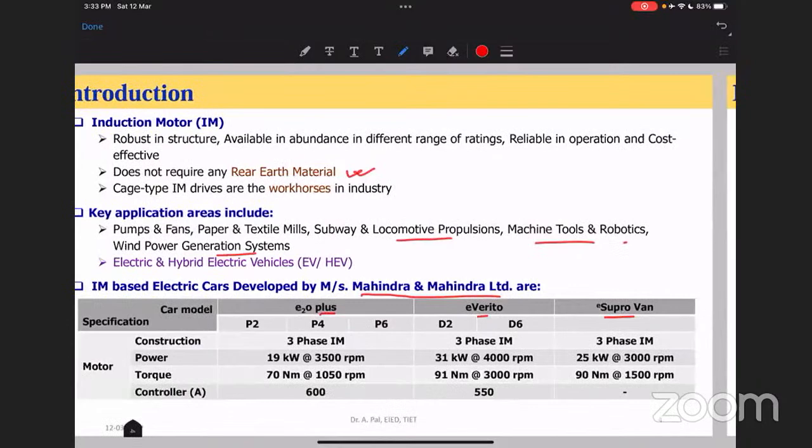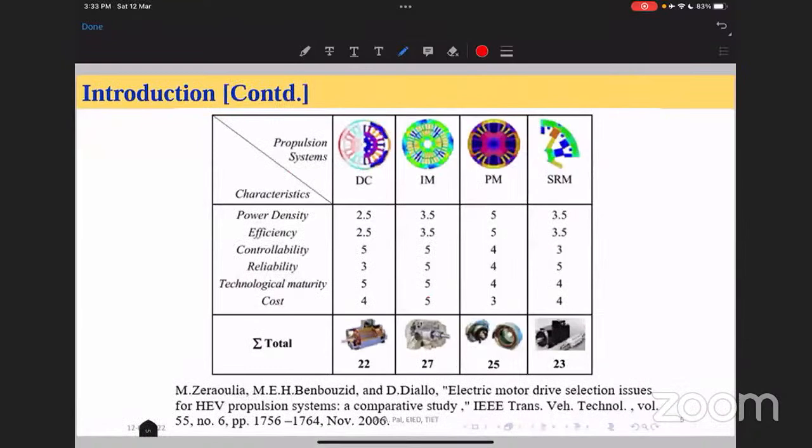Now, why the induction motor? Why not the other motors, DC motor, PM motor, or SRM motor? In this slide there is a comparison of all these motors. We use the same power rating of machines: a DC machine, an induction machine, a permanent magnet motor, and a switched reluctance motor. If we compare power density, efficiency, controllability, reliability, technical maturity and cost, then we find that overall the induction motor has better points compared to the other machines. That's why we can take the induction motor for electric vehicle propulsion systems. However, the power density and efficiency are less compared to the permanent magnet motors.